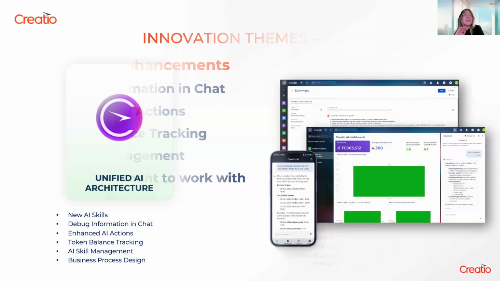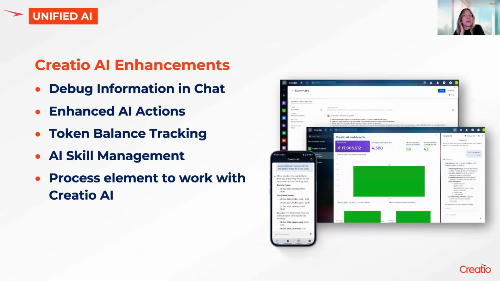Let me start by telling you a little bit about our latest Creatio AI enhancement. You can now view debug information right in the chat, making it easier to understand AI behavior. Also, AI actions have been improved to work even better and more efficiently. There's a new feature to track your token balances in real time. Managing AI skills is now much simpler and more user-friendly. Plus, we've added a new process element that makes integrating with Creatio AI seamless.